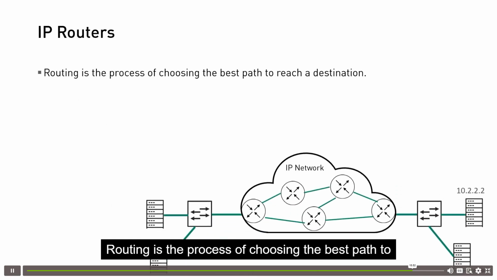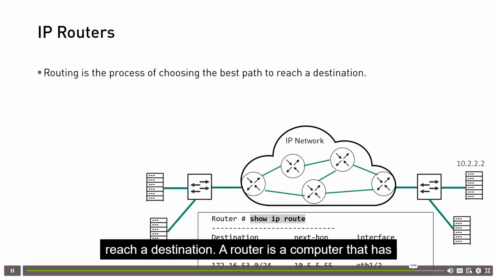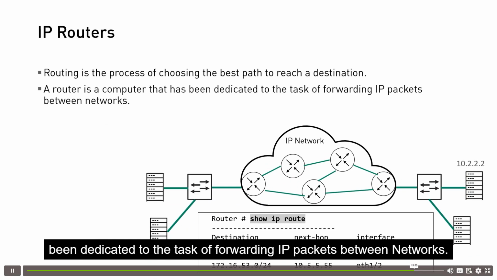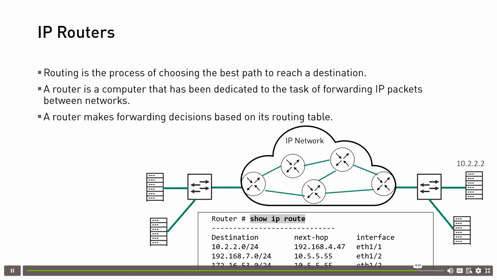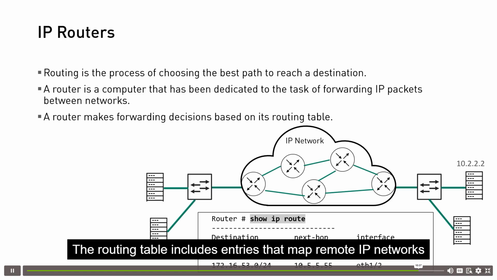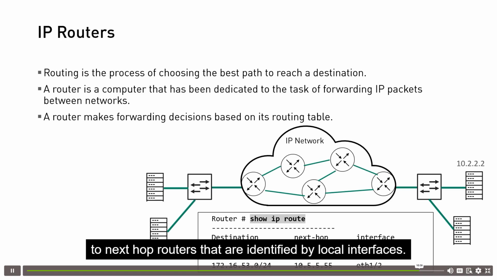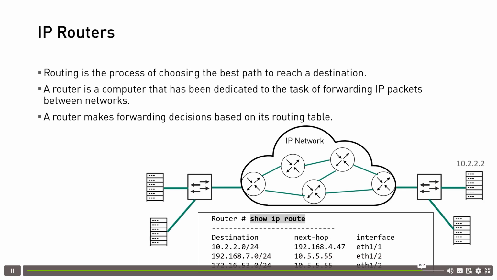Routing is the process of choosing the best path to reach a destination. A router is a computer that has been dedicated to the task of forwarding IP packets between networks. A router makes forwarding decisions based on its forwarding database called a routing table. The routing table includes entries that map remote IP networks to next hop routers that are identified by local interfaces. Routing occurs one router after another, or hop by hop.